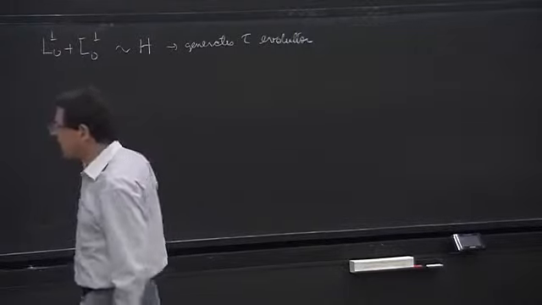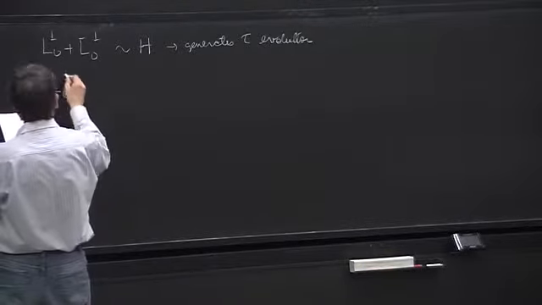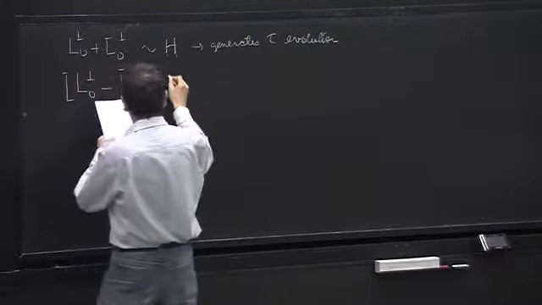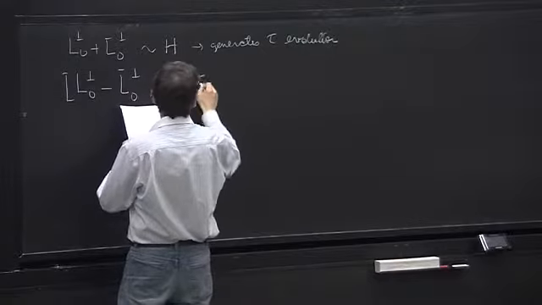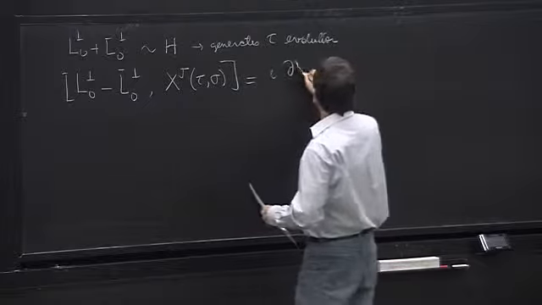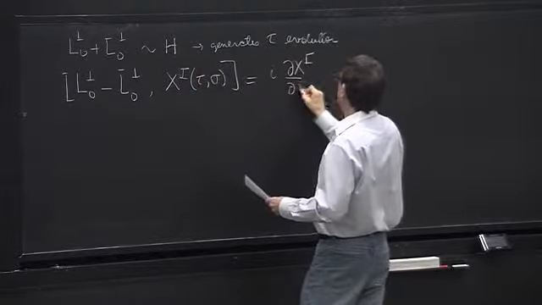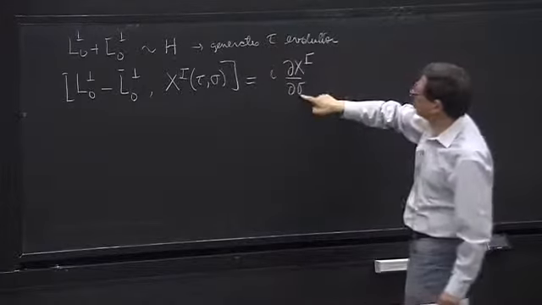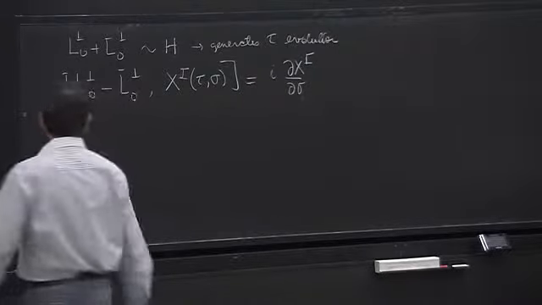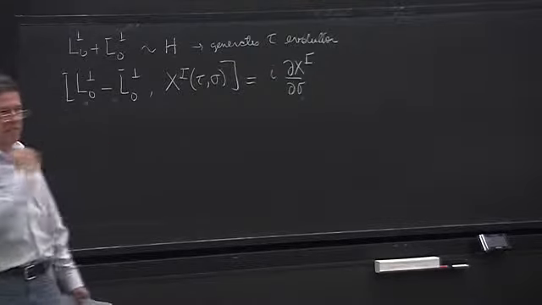So what is L0 minus L0 bar? With an exercise you will do today in the tutorial, you'll be able to show that L0 minus L0 bar, that's a very lovely thing, it produces d/dσ. Instead of tau translations, it produces sigma translations. L0 minus L0 bar is the generator of sigma translations.